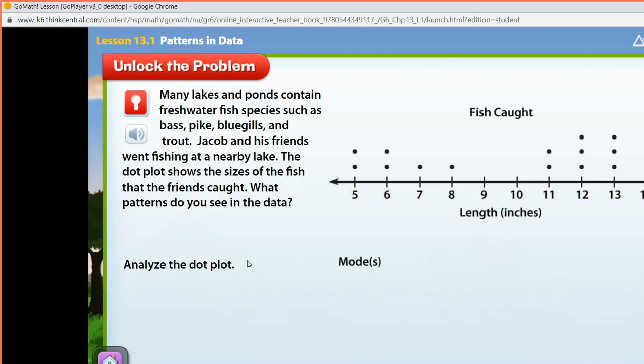You can use the dot plot to determine the mode of the data. Remember, the mode is the value that occurs most often in the set.